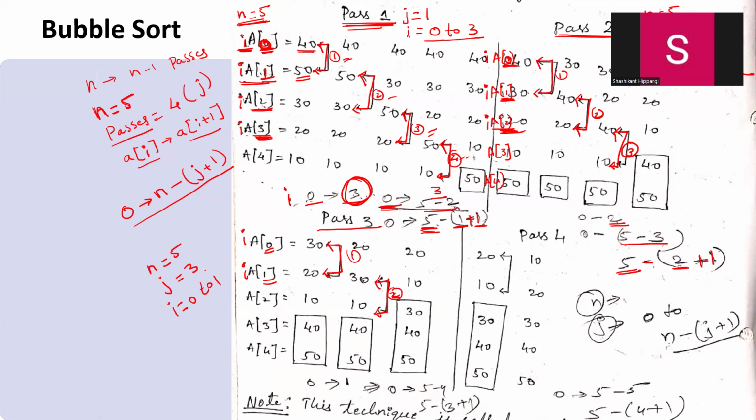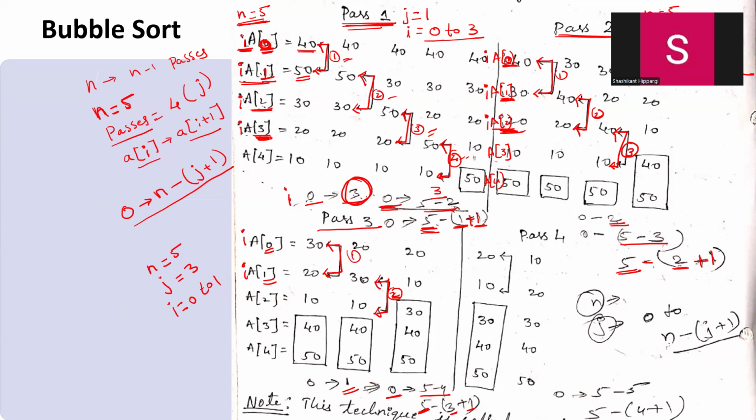How can we find this from the logic? The initial value of I is 0. The number of elements we have is 5. We are in pass 3 plus 1. So 5 minus 3 plus 1 is 5 minus 4, which is nothing but 1. So only 2 comparisons will be done, for 0 and 1.